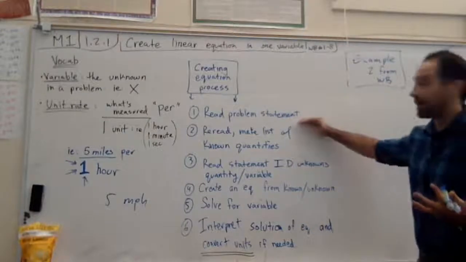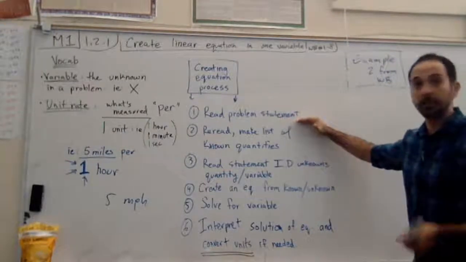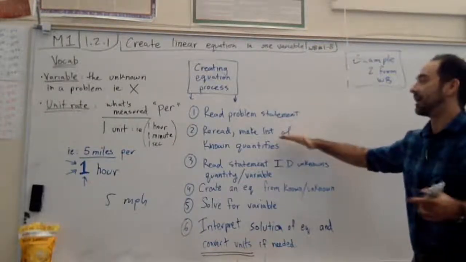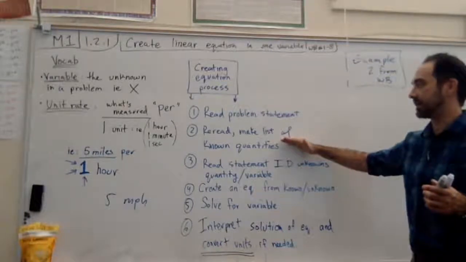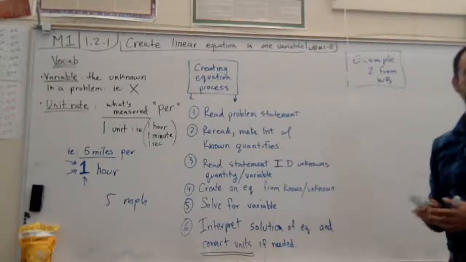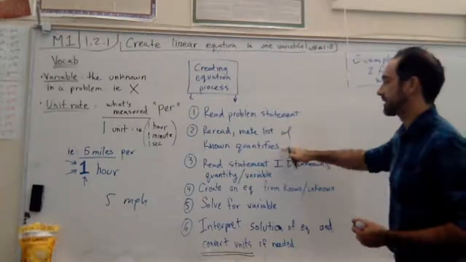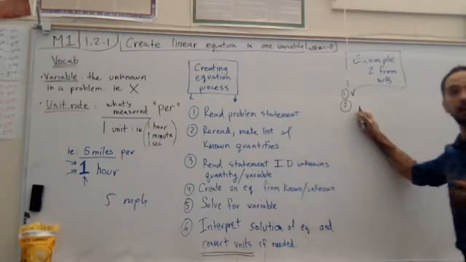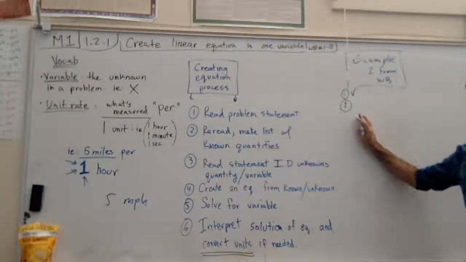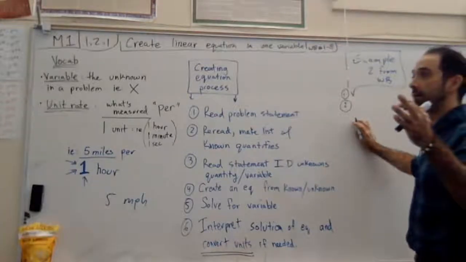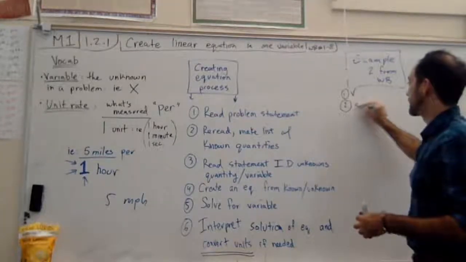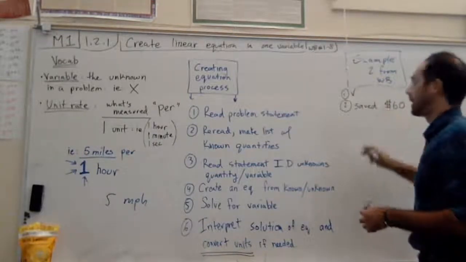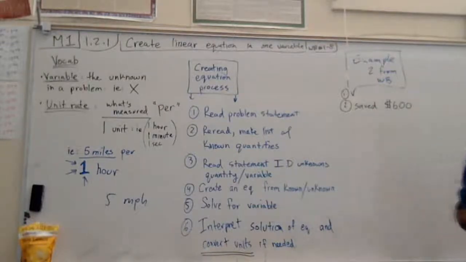All right, so let's look. Read the problem statement. We just did that. Okay. Reread to make the list of known quantities. Okay, so just looking through that, let's make a list of known quantities. So we did number 1, check. Number 2, what are our known quantities? Give me one. How much she saved? She's already saved $600. What's another thing?